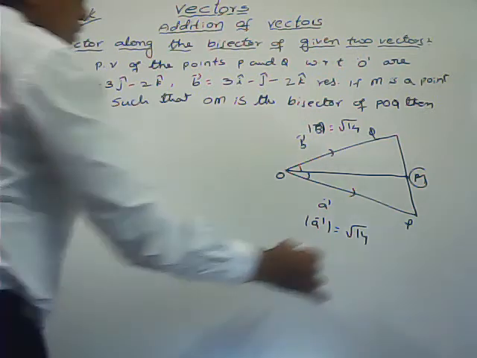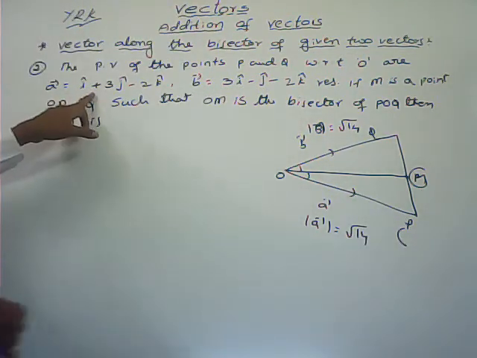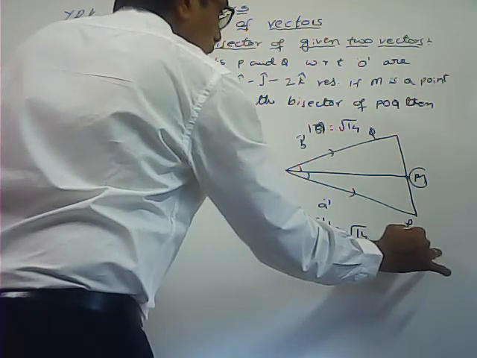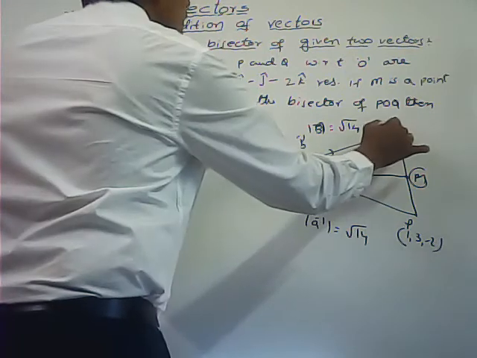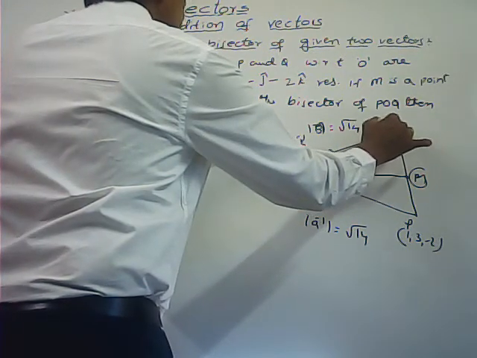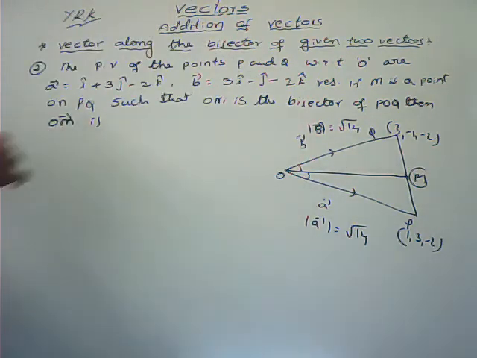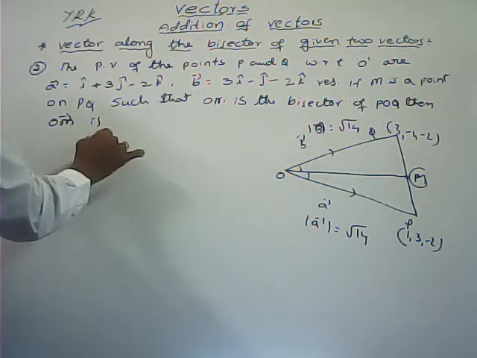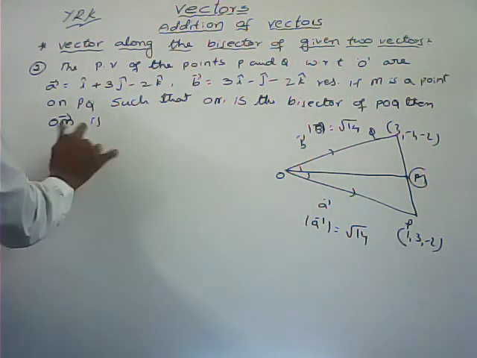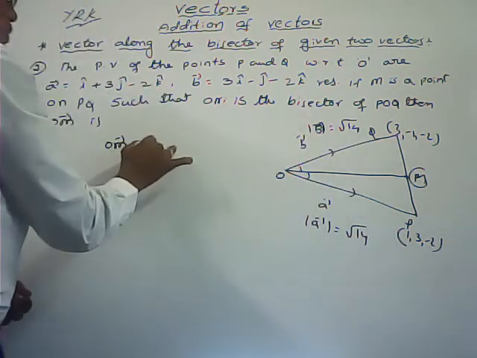Here OP bar, the P point is given. What about the P point here? 1, 3, minus 2. Simply we can write like that also. And OQ bar, the Q coordinates are 3, minus 1, minus 2. Then the position of that point with respect to origin is OQ bar only. Here what are the coordinates of Q? 3, minus 1, minus 2. Now what about OM bar? OM bar is the midpoint of PQ.